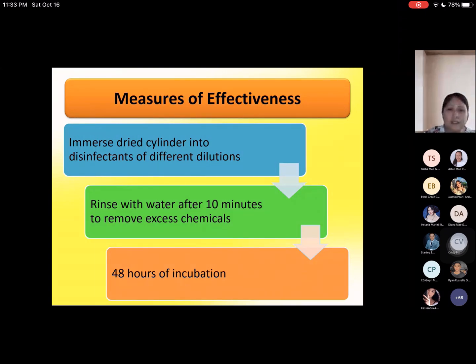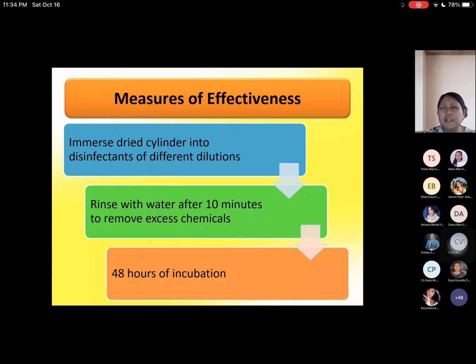Okay? If the broth shows no physical signs of growth, the disinfectants or the antiseptics are effective on that particular material. Okay, so this is measuring the effectiveness. In the laboratory, you will apply this concept in the video presentation that we perform in the lab.